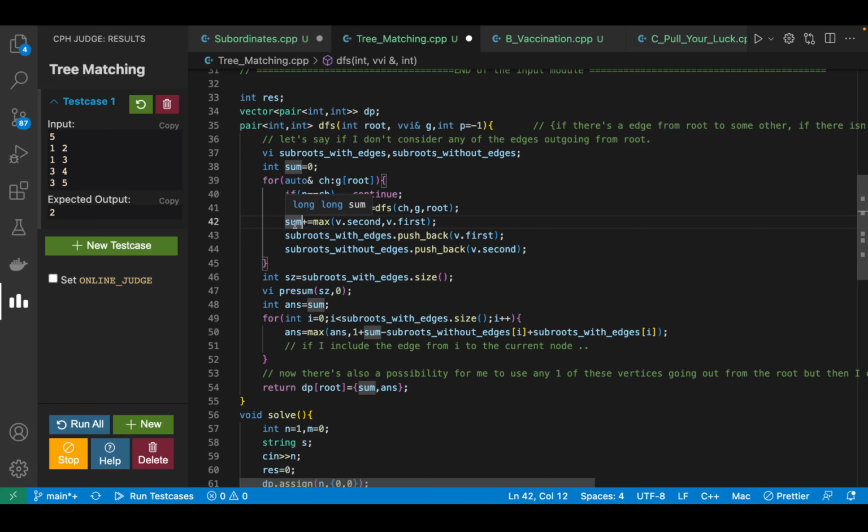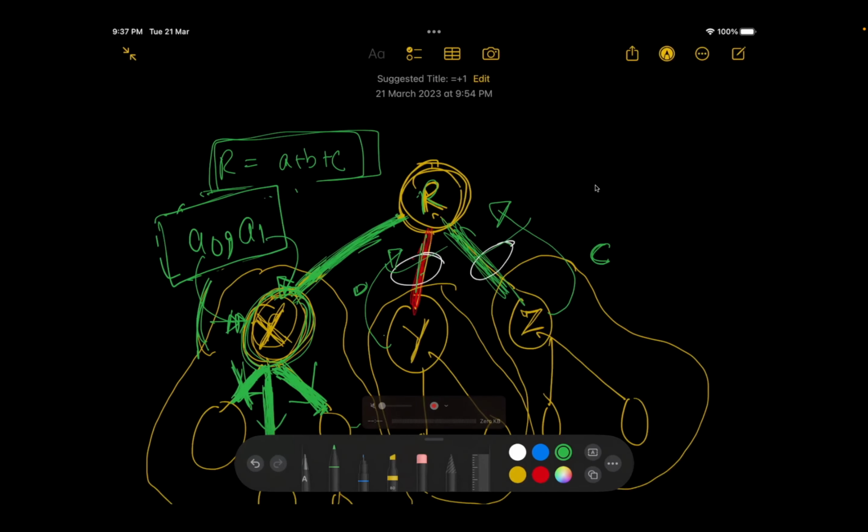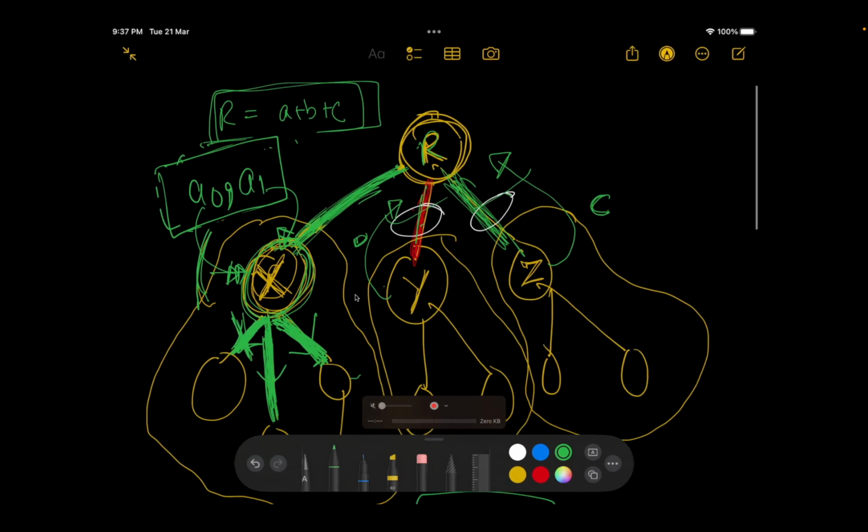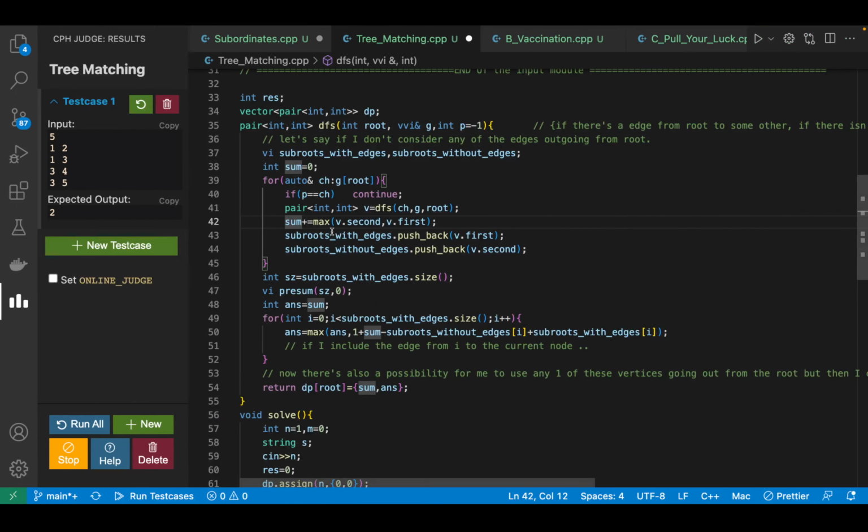So if you feel that you're not going to consider any of these edges, this or this edge, then you can return the maximum of A0, A1, B0, B1, C0, C1. I'm not even concerned about it. So that is cool, I can do that. I'll increase my sum by the maximum of these two.